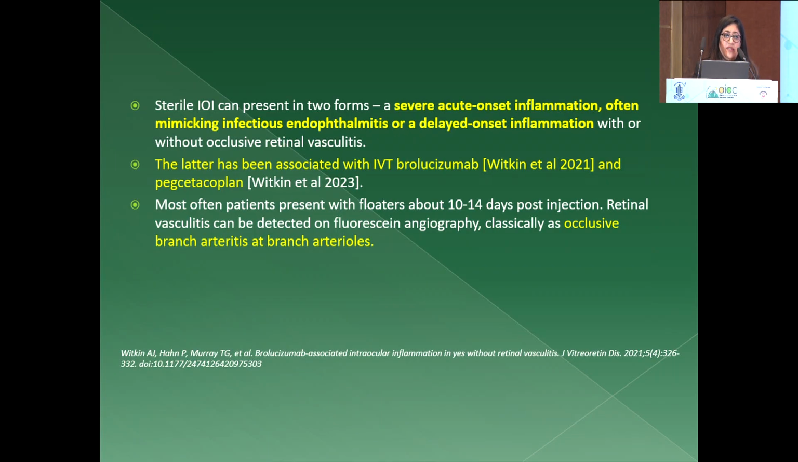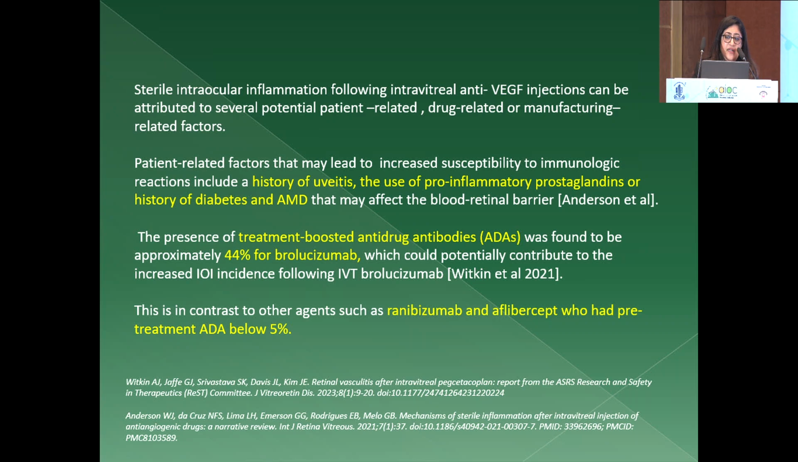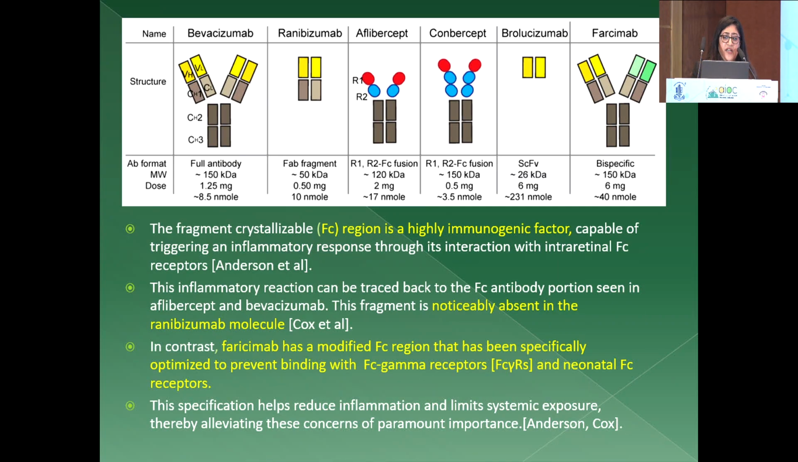Sterile IOI can present either as a severe acute-onset inflammation mimicking infectious endophthalmitis, or a delayed-onset inflammation, which has been seen more with injection brolucizumab and pegcetacoplan, and more in the form of an occlusive branch arteritis at branch arterioles. A history of uveitis, the use of pro-inflammatory prostaglandins, and the history of diabetes and AMD can also contribute to IOI. The presence of treatment-boosted anti-drug antibodies, especially high after brolucizumab, also leads to a high incidence of IOI.